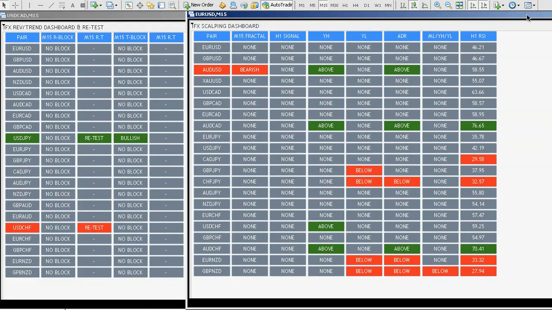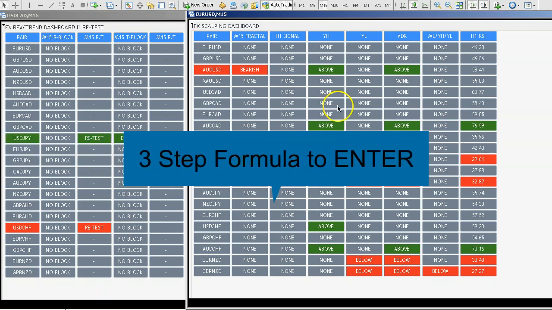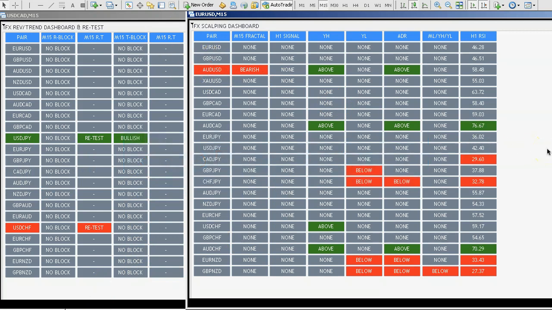So now we have these two dashboards over here. If we were trading manually, we would have to do a 3-step formula right over here that I'm going to give to you. So what's the 3-step formula? We're going to be looking at two dashboards, right? Which to you might be a lot, but it's not once you get used to it.